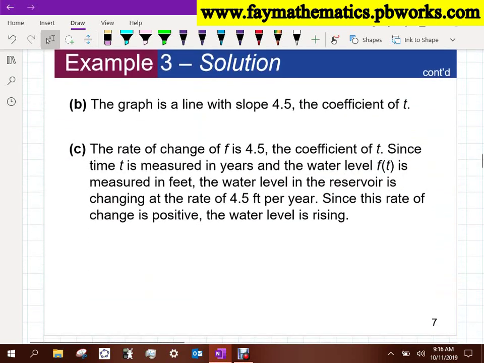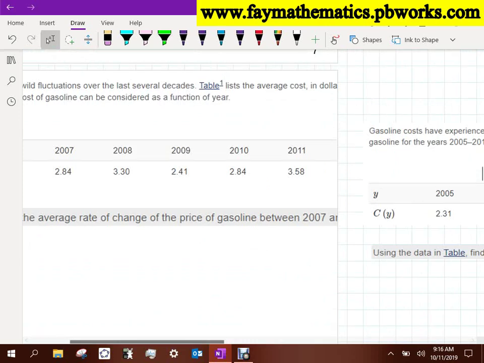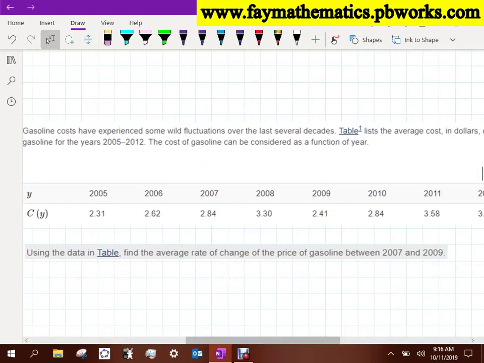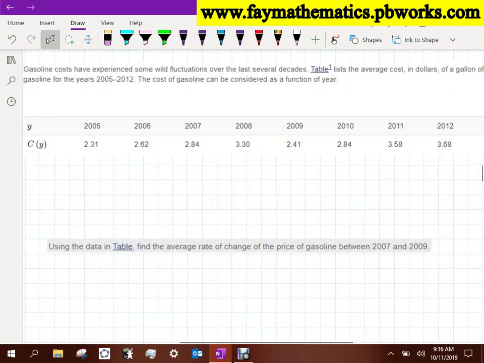All right, so I want to look at the way I had this in the PowerPoint and where I found this problem. It just kind of sucks because it's much bigger than the screen. But reading that to you, I know it's far away. It says gasoline costs have experienced some wild fluctuations over the last several decades. This table lists the average cost in dollars of gasoline for the years 2005 to 2012. Eventually it asks at the bottom, using the table, find the average rate of change of the price of gasoline between 2007 and 2009.